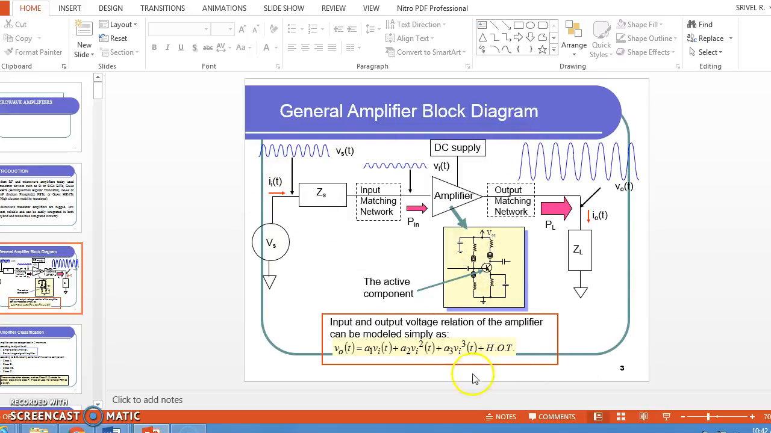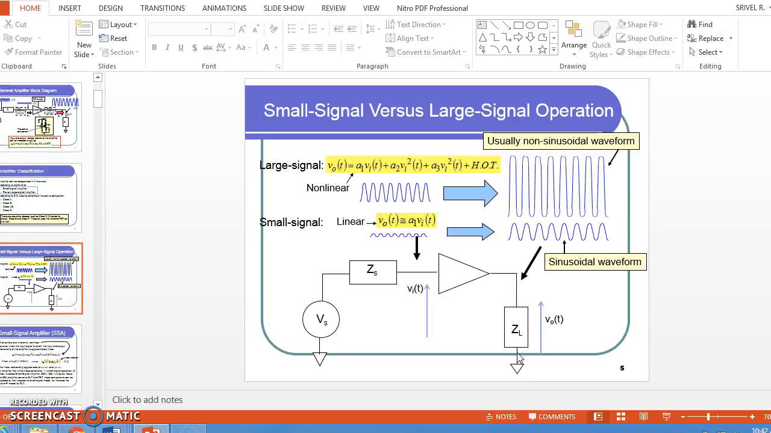From this block diagram, we will form an equation. The voltage relation of an amplifier can be modeled as the output voltage V0 of t equal to A1 into Vi of t plus A2 into Vi squared plus A3 into Vi cubed plus higher order terms. For a large signal, we normally apply a nonlinear input, so we get a nonlinear output waveform.